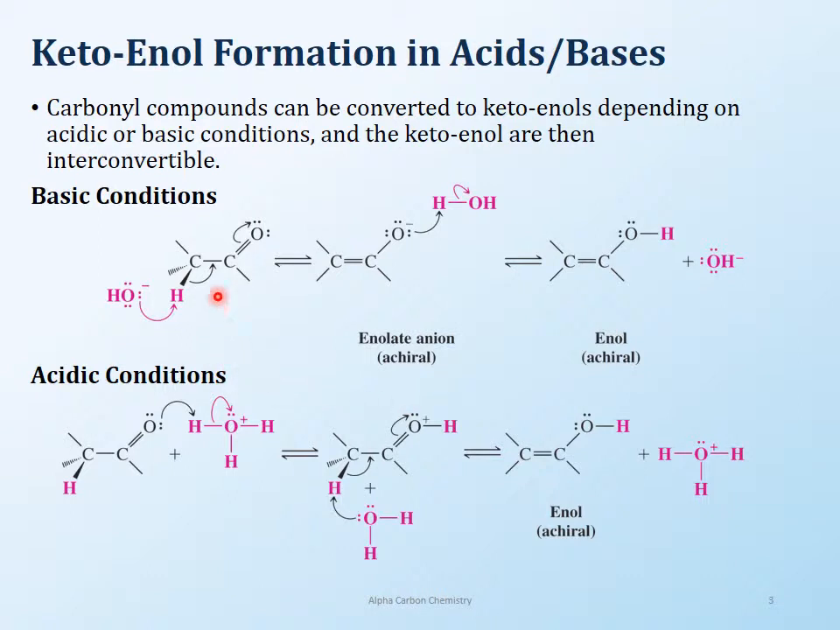So when you form the keto again, which is all reversible, will you get the same kind of chiral carbon anymore? No, probably not. So if you started with R, it's very likely that by the time you come back with the equilibrium, you might have a mixture. So you might have a racemic mixture at the end. But anyhow, these keto-enol tautomerisms can happen in both acidic and basic conditions.